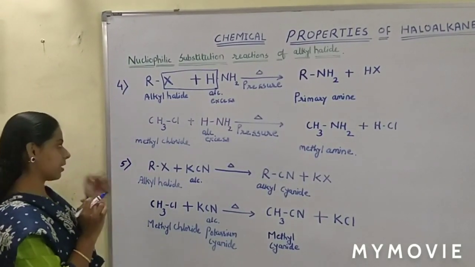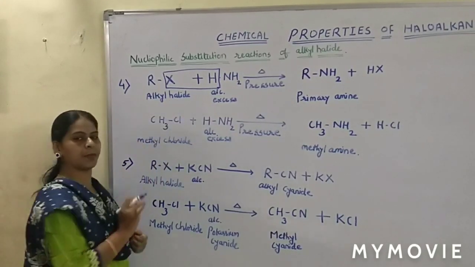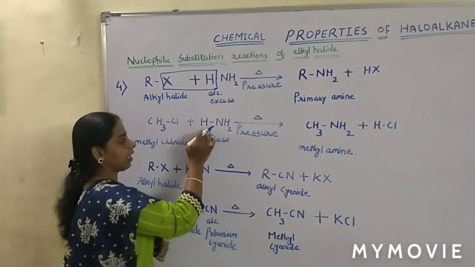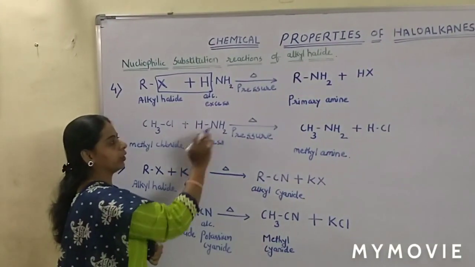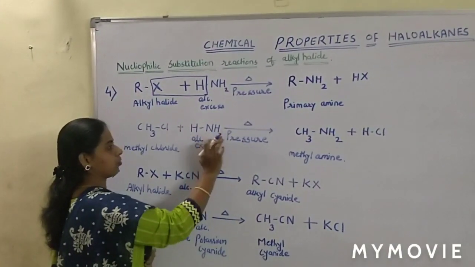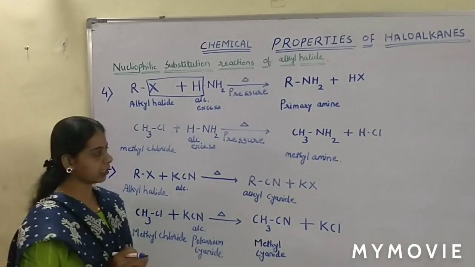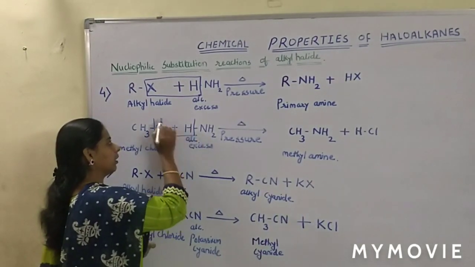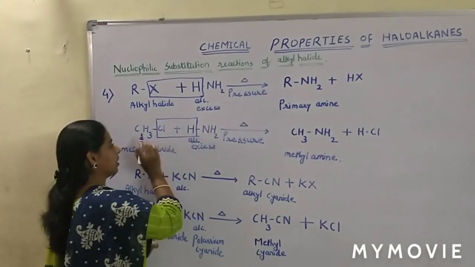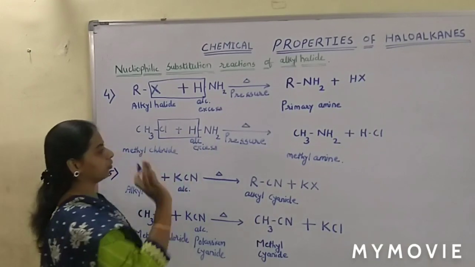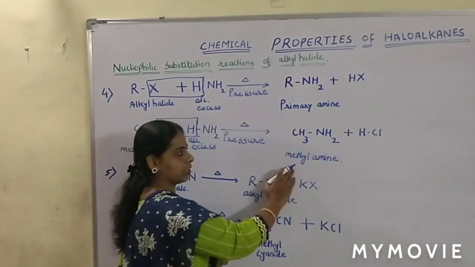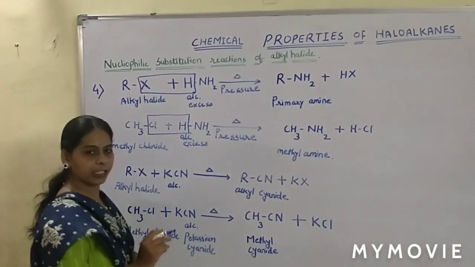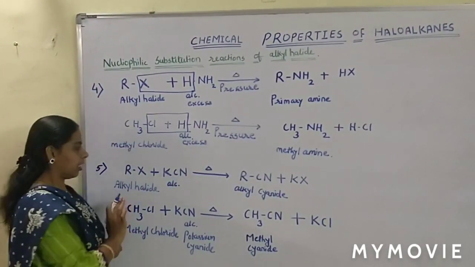R is replaced by an alkyl group, that is a methyl group, and X is replaced by chloride. So this is methyl chloride. Methyl chloride again reacts with excess of alcoholic ammonia, that is HNH2. The reaction is carried out under heat and pressure. So again H and Cl will combine here and CH3 connects to the NH2 group. So this is methylamine and HCl will be the byproduct. This is the reaction of alkyl halide with ammonia.